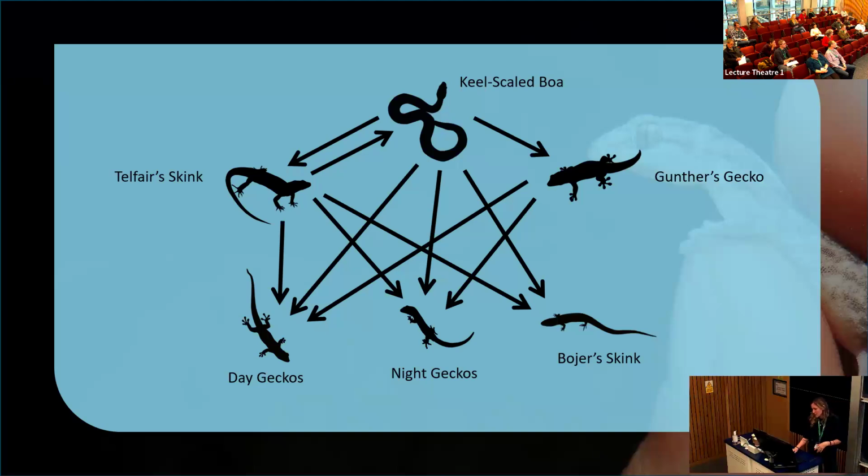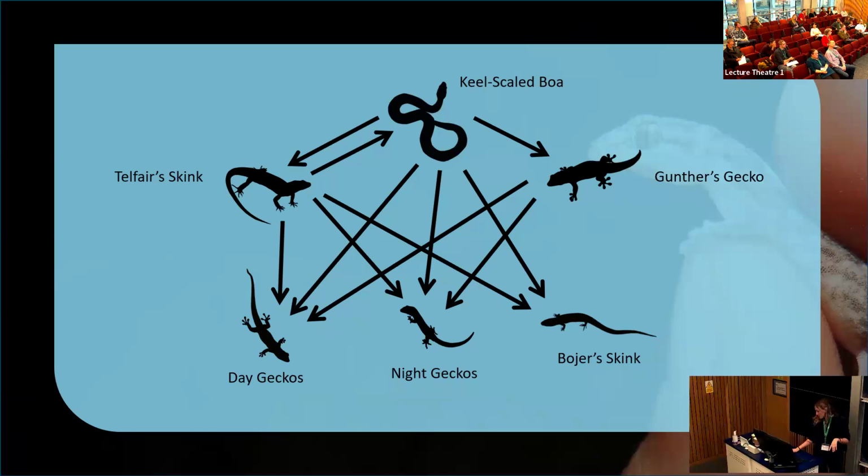So lesser night gecko was in our 5-year plan for this section, and we wanted to put it in because the night gecko on Round Island was quite a lot bigger than the night gecko that we found on some other islands, and it fitted into a slightly different ecological niche in terms of what its predators would be.